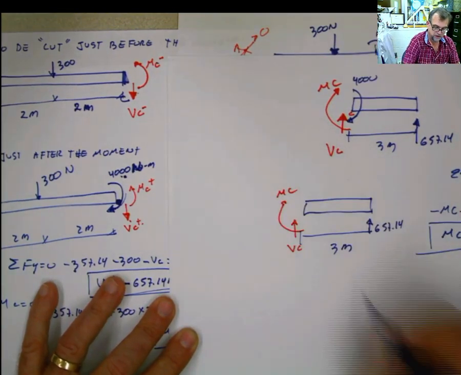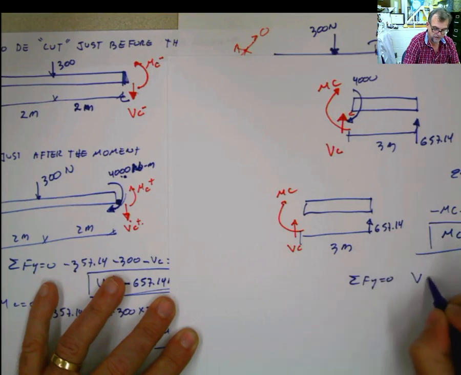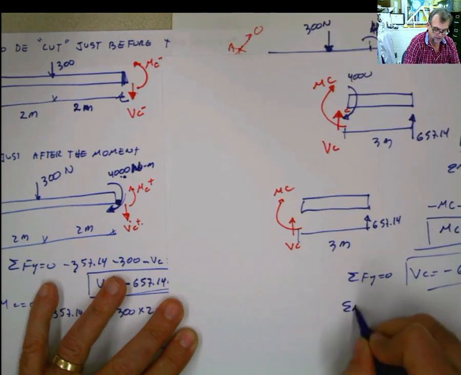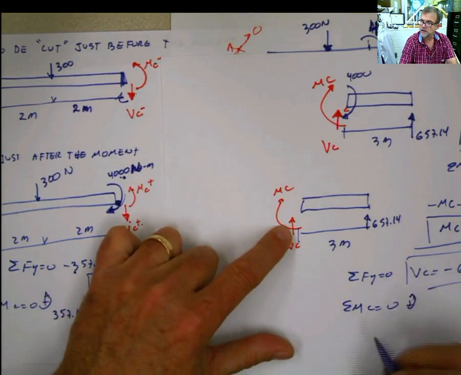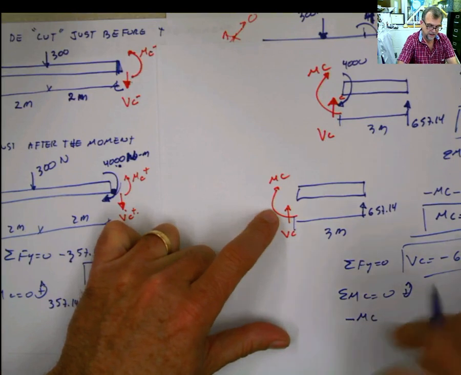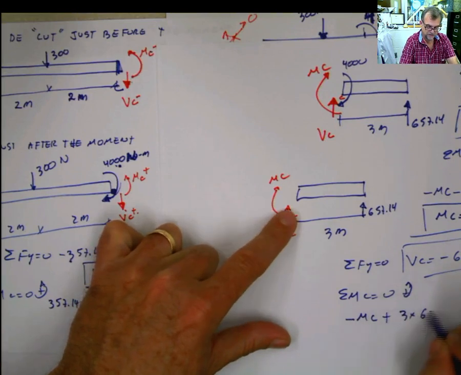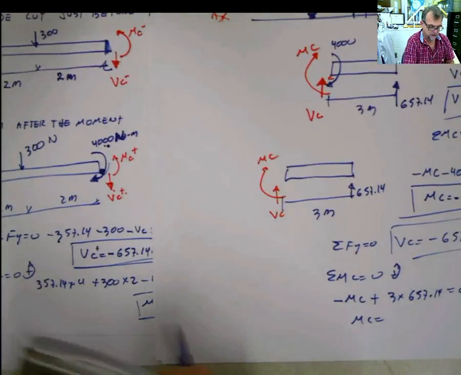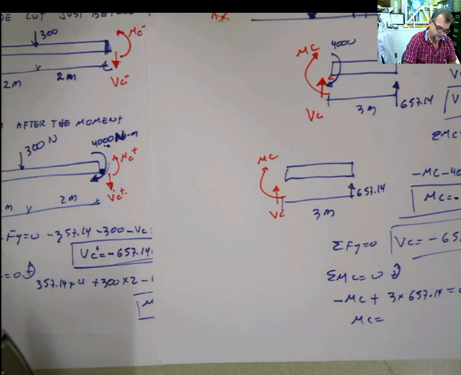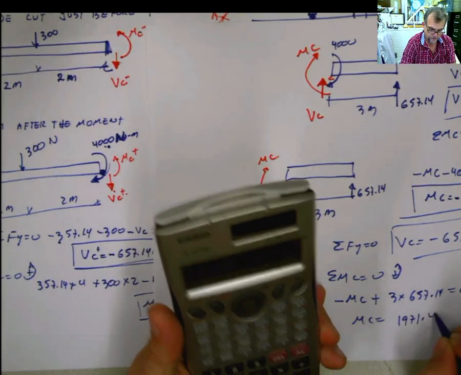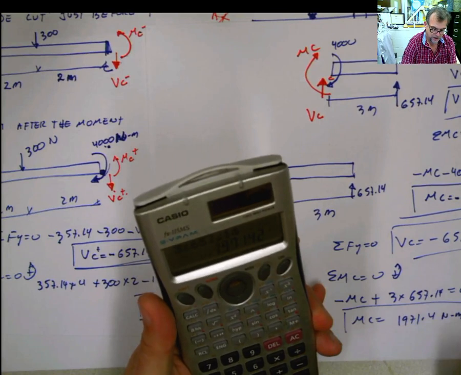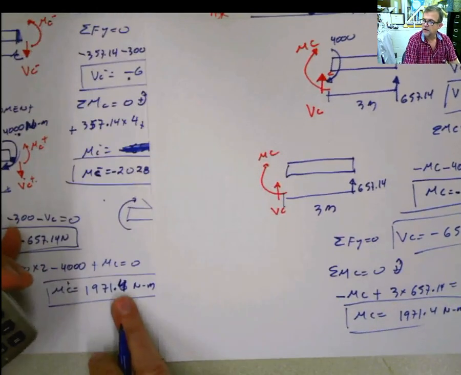And I do the same thing. Summation of forces in Y equals 0. VC equals negative 657.14 Newton. And if I do summation of moments at C equals 0, and I say this is positive, then I have negative MC plus 3 times 657.14 equals 0. MC equals 3 times 657.14 equals 1971.4 Newton meter, which is the same value that we got before.